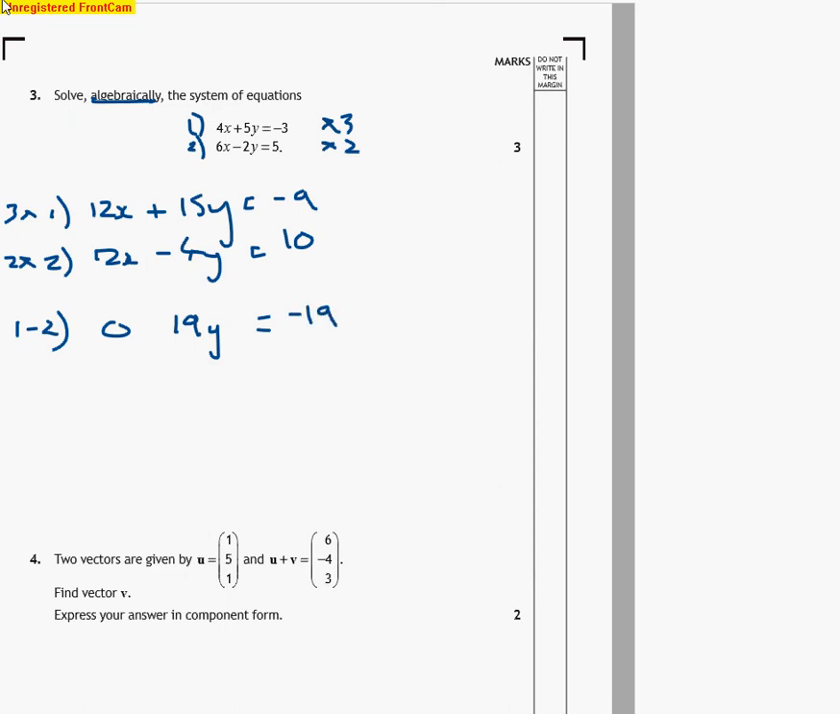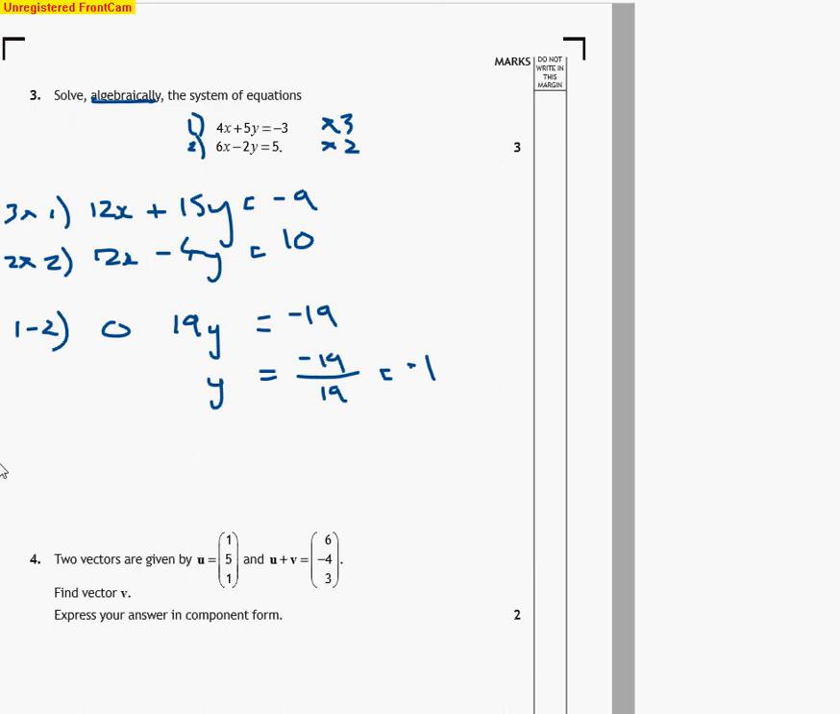Looking at that, we can just tell that y is going to be minus 1. But if we wanted to, going through our steps, we know that 19 times y is on this side. So to move the 19 times, we need to do 19 divide. So it's minus 19 divided by 19. That gives us minus 1. Just to remind us about moving things over. So that was step 1, that was step 2.